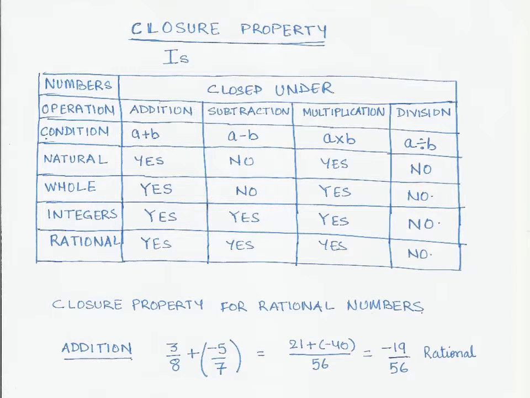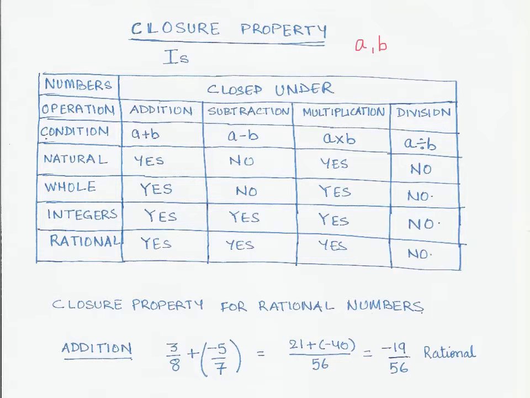Okay, so now let us look at the properties of the rational numbers. We will begin our discussion with the closure property. If you recollect, closure property simply means that given two numbers, let us say A and B, what happens when we add, subtract, multiply, or divide any two same type of numbers? What is the result? Is the result the same type of number or not? That is what the closure property is.